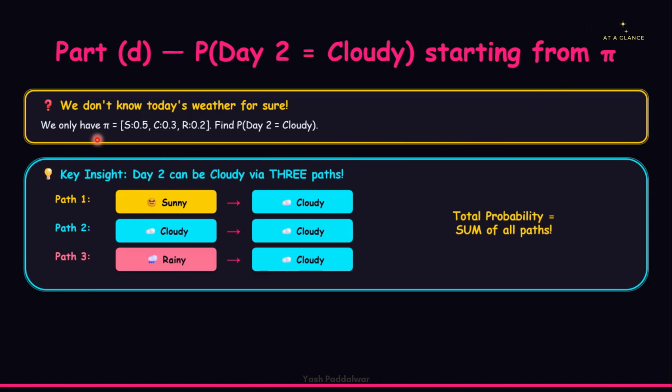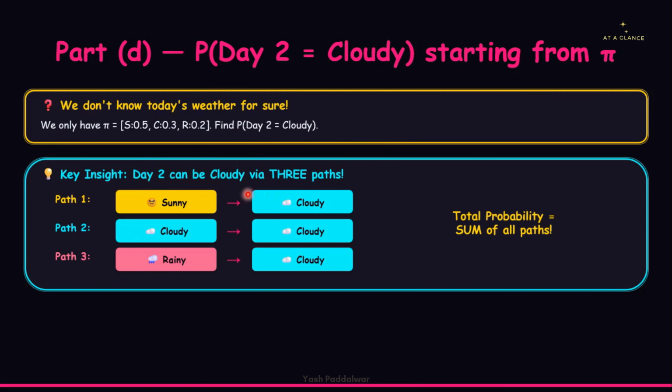So that is why we only have phi. Since today is not sure, we have to look at the entire phi. Phi is nothing but the initial probabilities: sunny is 0.5, cloudy is 0.3, and so on. And we need to find day 2 being cloudy. Since the start is not given to us, what will our insight be?